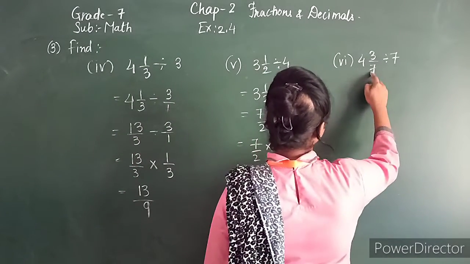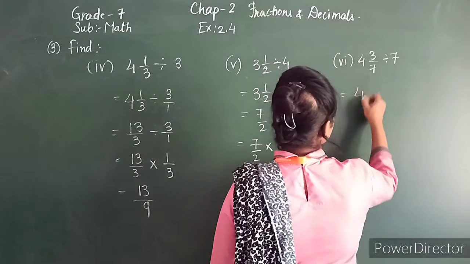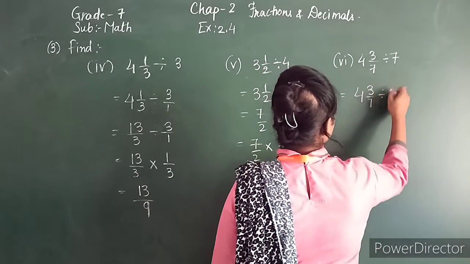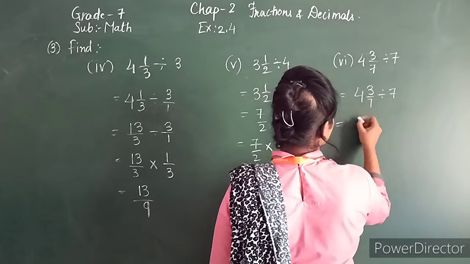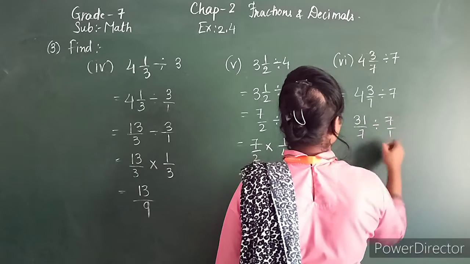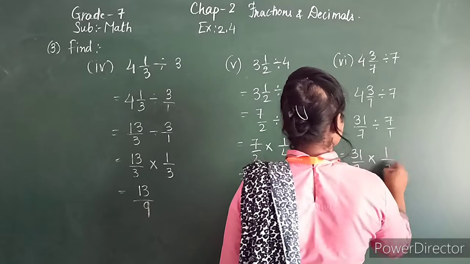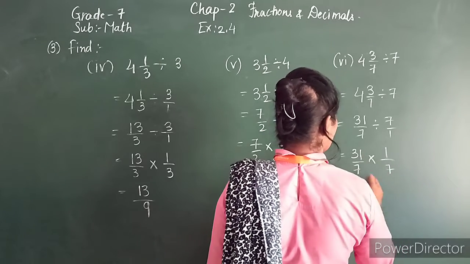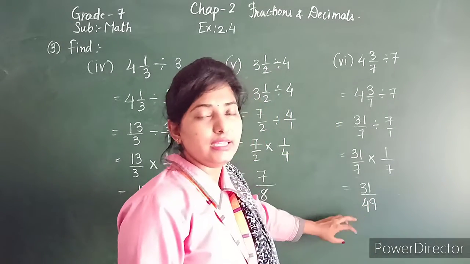Then here this number is given in a mixed fraction form, so we have to convert this. So first convert this: 7 4s are 28, 29, 30, 31. So it is 31 upon 7 divided by 7 upon 1. So here 31 upon 7 into 1 upon 7. So 31 ones are 31, upon 7 sevens are 49. So our answer is 31 upon 49.